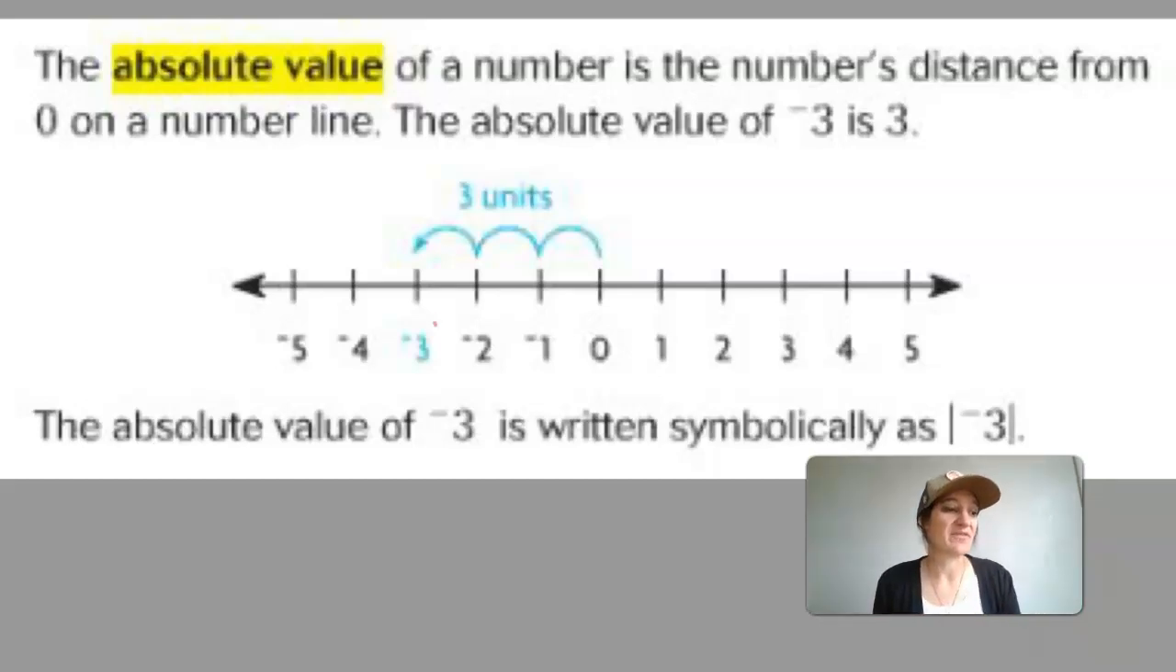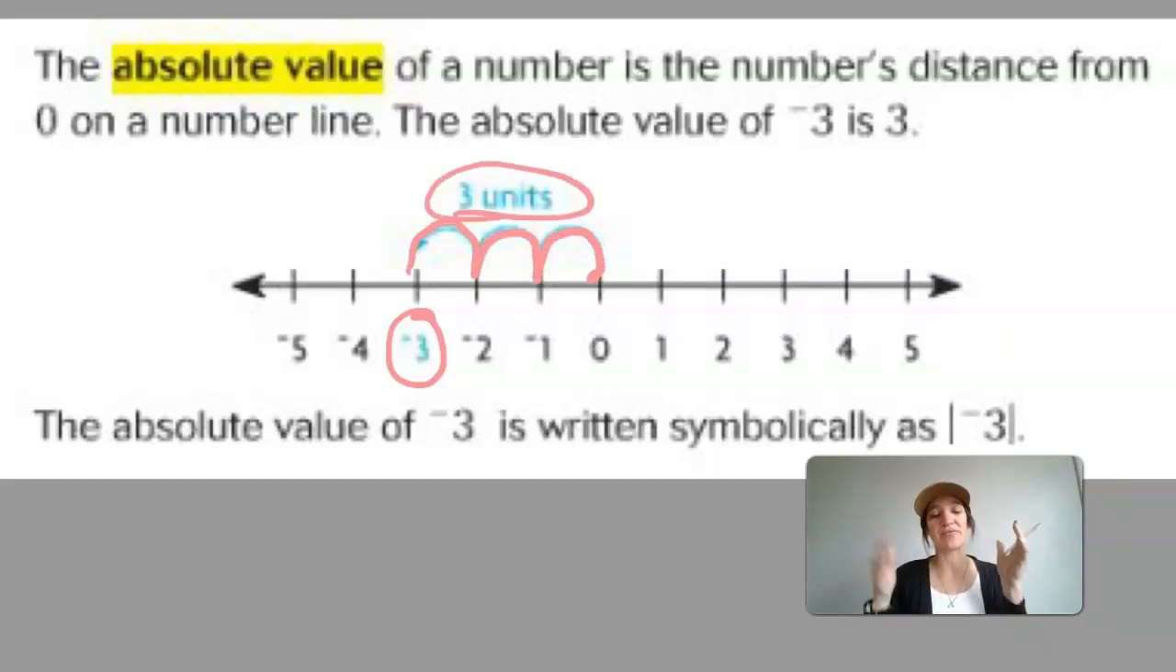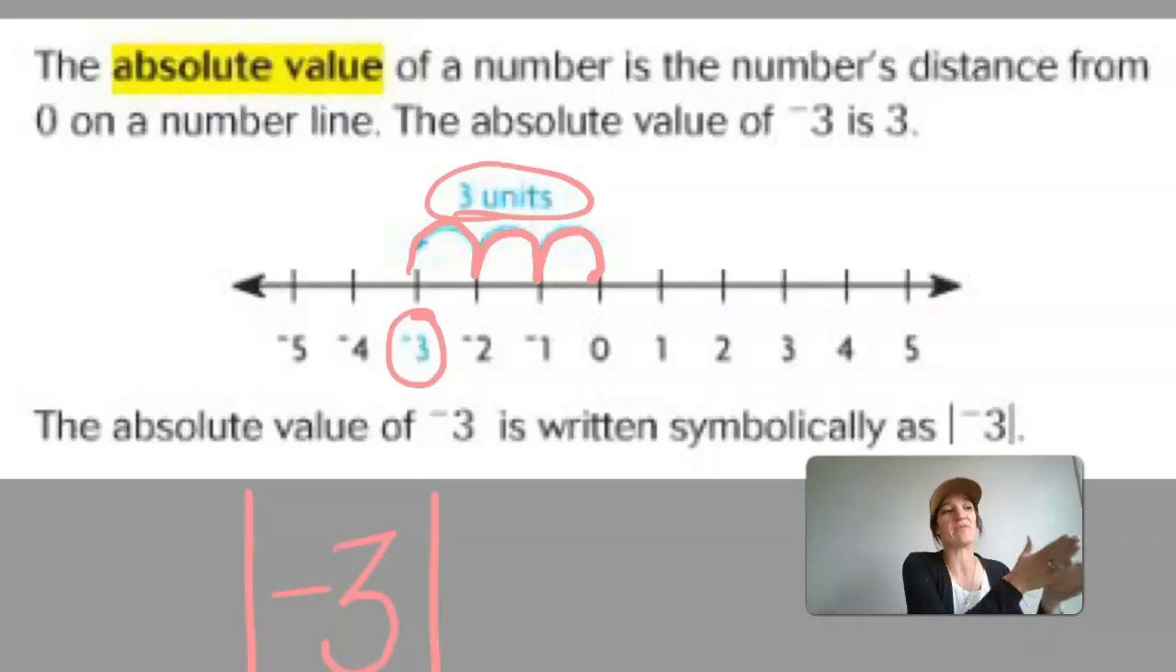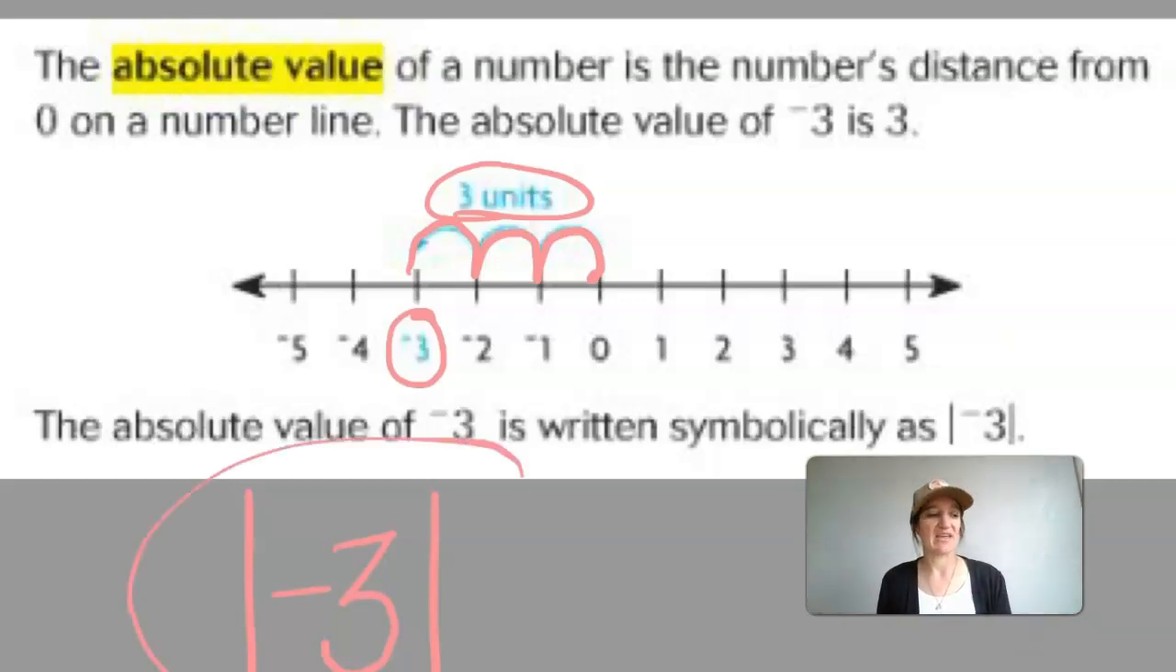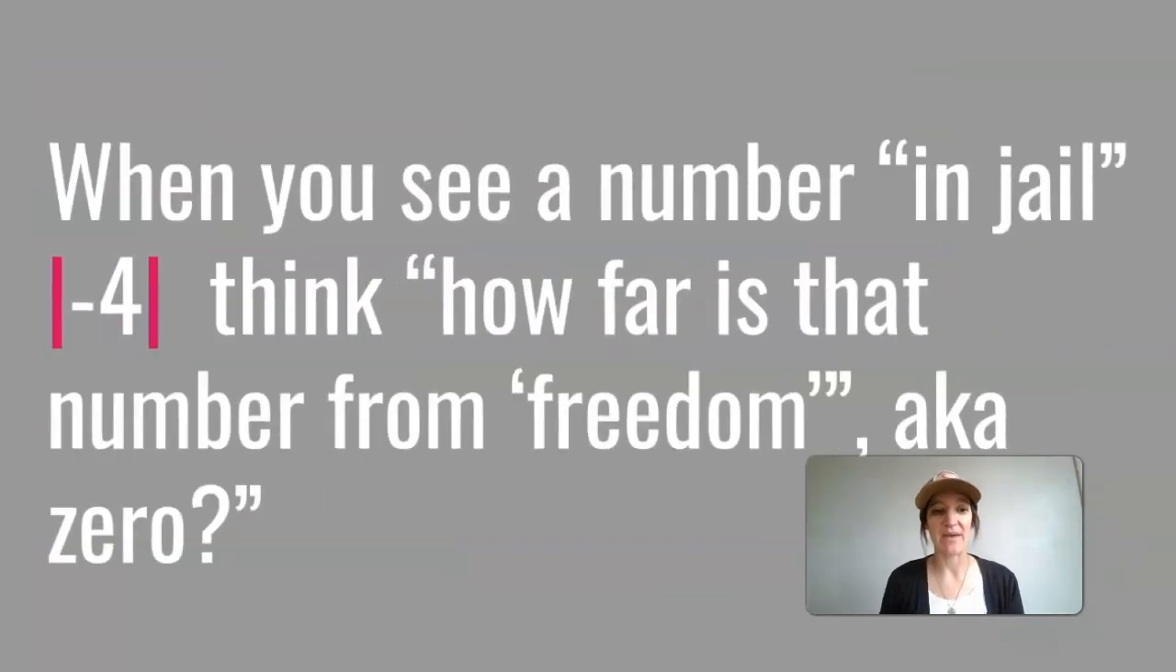So the absolute value of 3 is 3. Why? Because it is 3 units, 3 jumps, 3 spaces away from 0. So what we would say is the absolute value of -3 is 3. Okay? And the way it's written is, I like to call these maybe jail cells, and we would say the absolute value of -3. That's what it looks like symbolically. So instead of having to write out the absolute value of -3, we just say this, and that is the absolute value of -3. Okay?